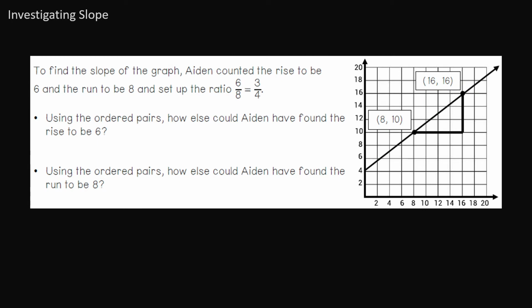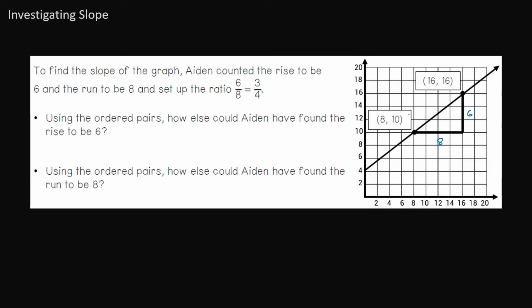So let's investigate slope for a second here. To find the slope of a graph, Aiden counted the rise to be 6 and the run to be 8 and set up the ratio 6 over 8 equals 3 over 4. So it looks like he used a triangle setup here. He identified 2 points on this line and said, I can count the height of this triangle to be 6 units, and I can count the base of this triangle to be 8 units, 6 over 8. So that means the slope of this line would be 3/4.